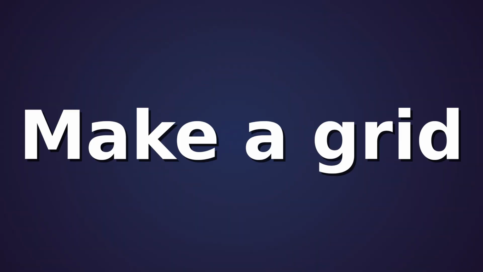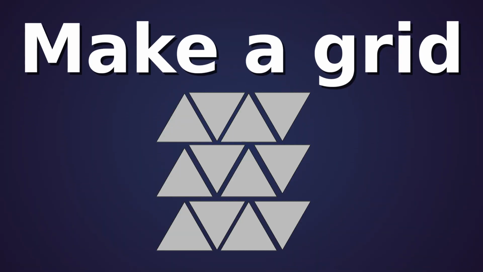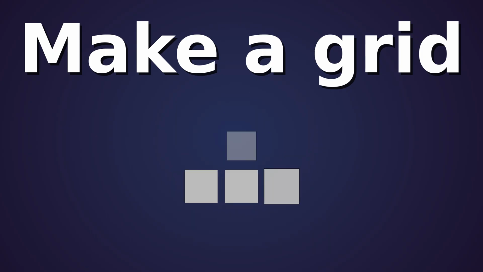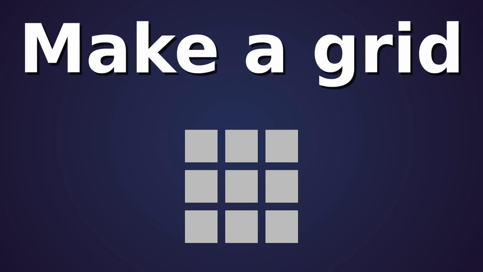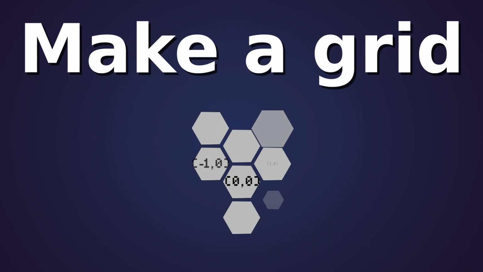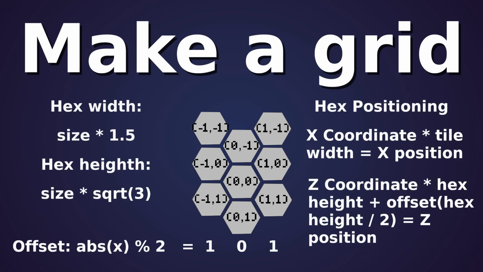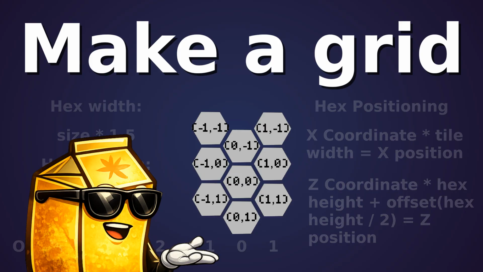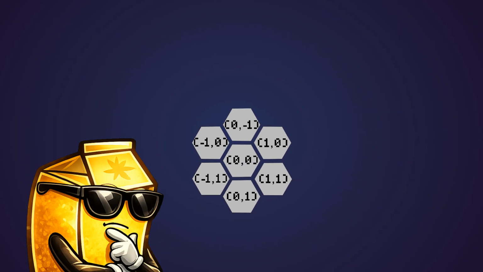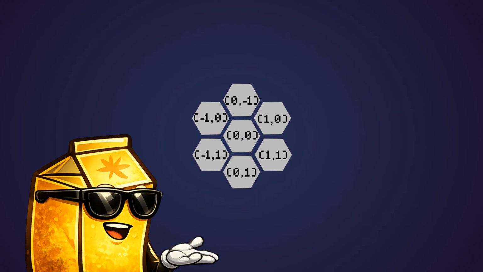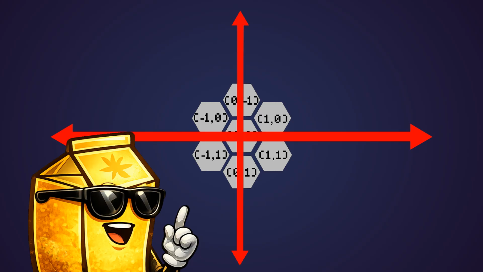Step number 2, make a grid. For triangles, each column will face opposite directions to fit. Squares are by far the easiest. Their coordinates line up perfectly with their placement. Hexes are a bit trickier. There are formulas to set up the grid. Every other hex will need to be shifted down, which sounds simple enough, but it can be easy to get lost when you're troubleshooting because you're building hexes on a 2-vector grid, but hexes are a 3-vector shape.